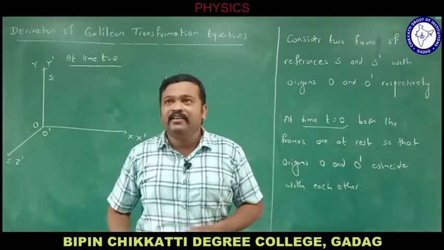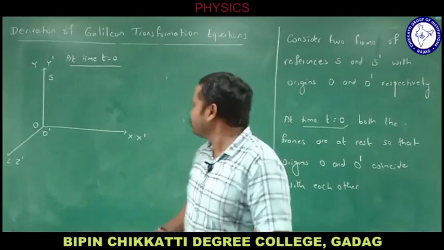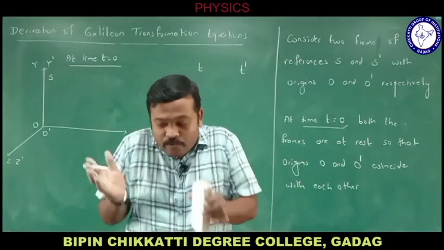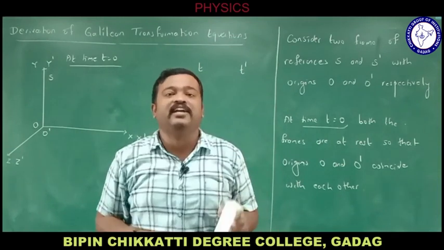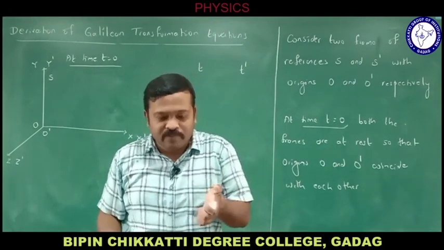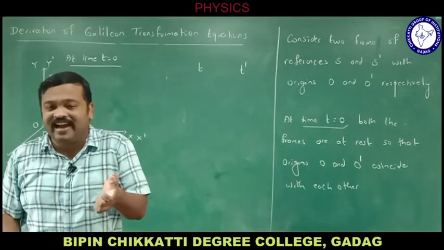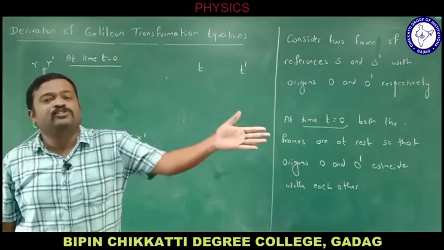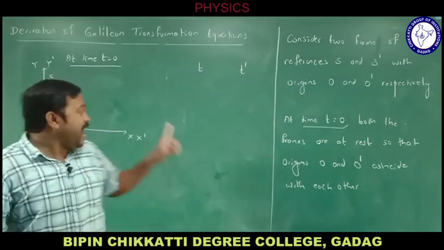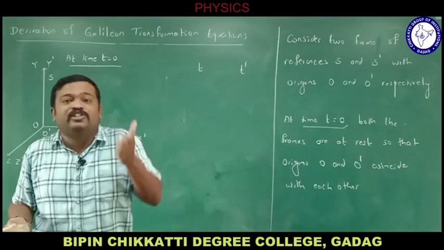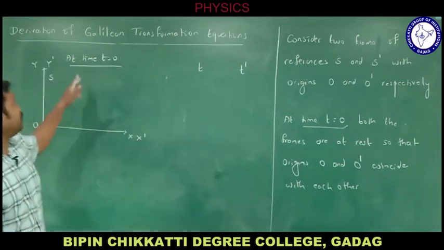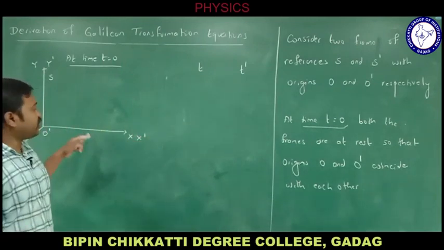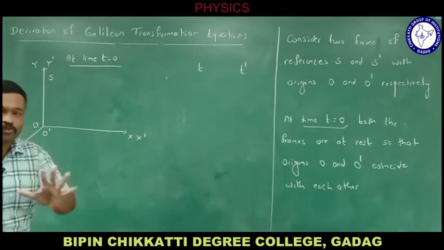For example, if there is an S frame whose time is t, and there is an S dash frame whose time is t dash, when they coincide with each other, I will be starting from 0 now, right? If I am taking a stopwatch, I am standing here in frame S, and the time is t. There is my friend who is standing with the clock whose time is t dash. Let me consider like this. At this position, we will be starting with the stopwatch now, right? So at this position, let me consider t equal to 0 now here, right? First let us consider what happens when time t equal to 0.